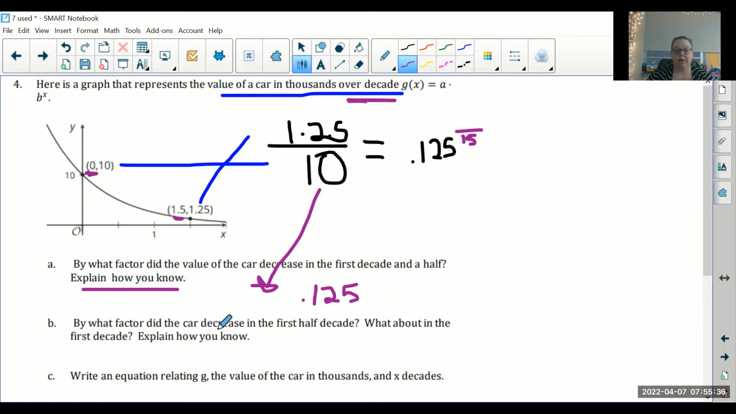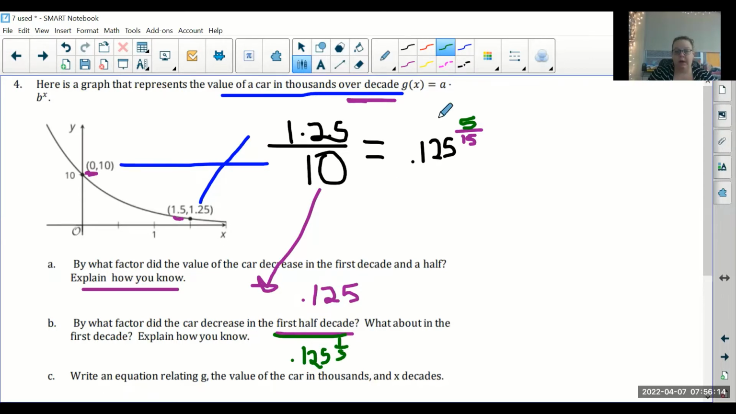So then, by what factor did the car decrease in the first half decade? When we're looking at this, this is a decade and a half, which means it's 15 years. If they're talking about the first half of the decade, that means I'm talking about 5 years. So I can put 5 up here. That would be the first half of a decade. I could also reduce that and do 1 over 3, so either way would work. So 0.125 to the 5 over 15 or 1 over 3, whichever way you like it in your brain, you can do it.